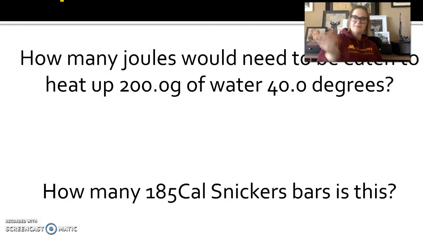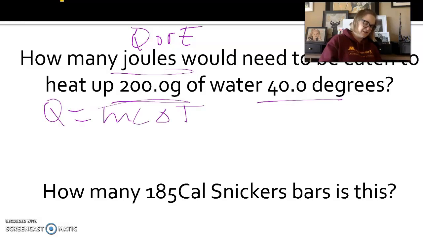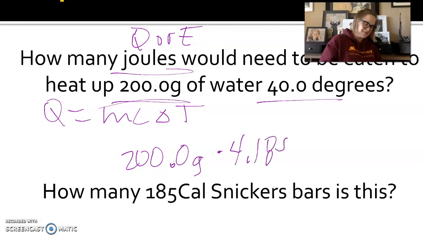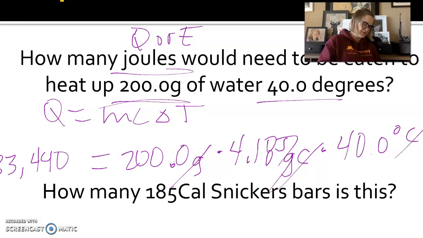Lame. Okay, next problem. How many joules? So we're solving for energy, or I'm going to write E instead. To heat up 200 grams of water, 40 degrees Celsius. So here's our equation, MC delta T. The mass is 200 grams, times the constant for water, 4.18 joules per gram Celsius, times the change in temp, which is 40 degrees Celsius. We're simply going to multiply all that. Grams go away, Celsius goes away, we're left with joules, and I get 33,440 joules.